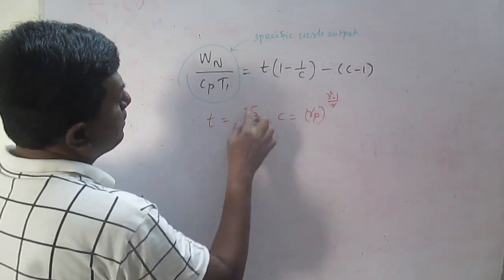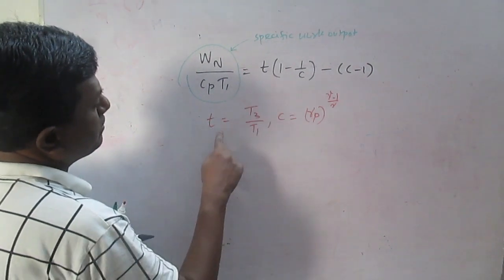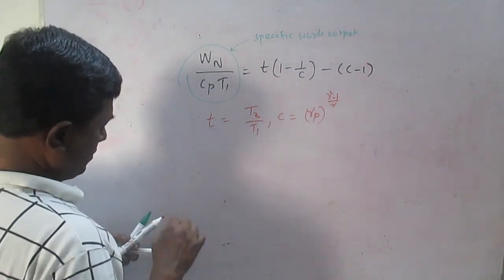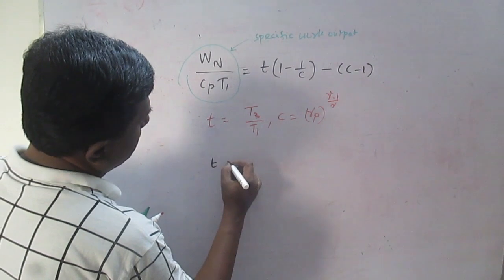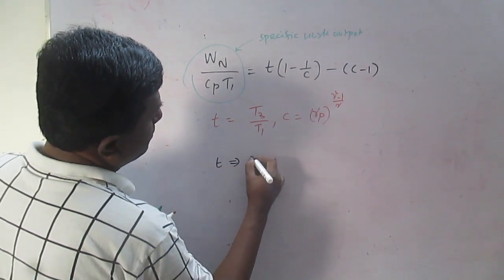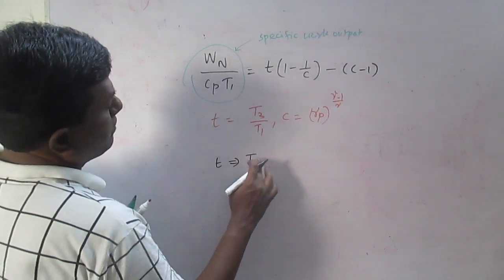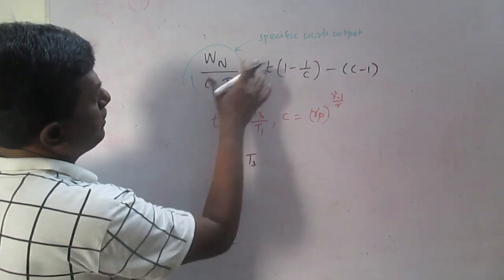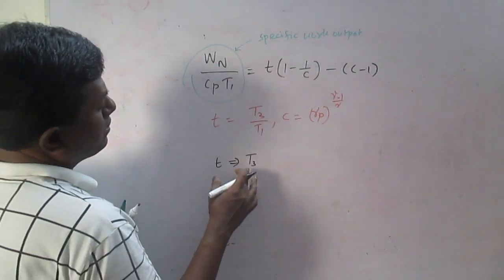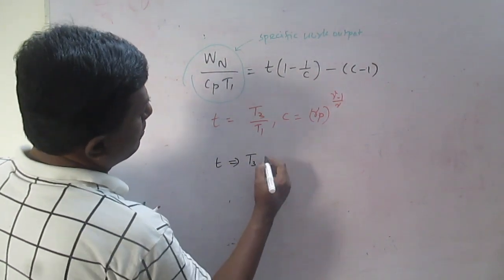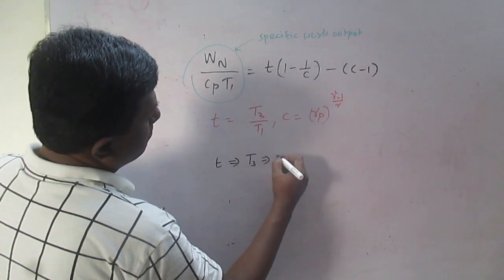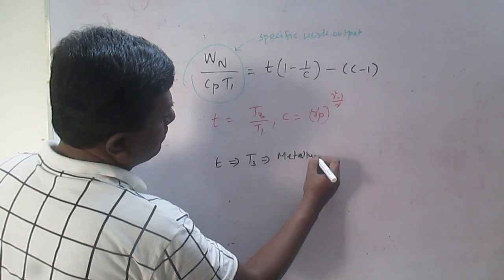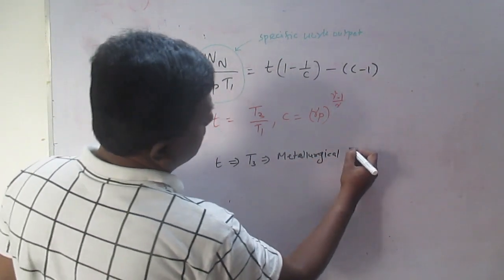How is T important? T is important because it mainly depends on T3, the maximum cycle temperature. This maximum cycle temperature is very important in the case of specific work output, because this temperature is called the metallurgical limit.